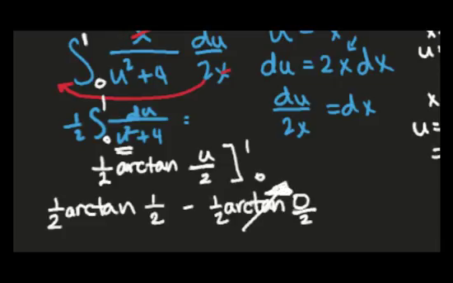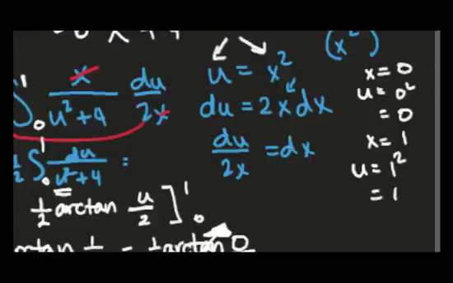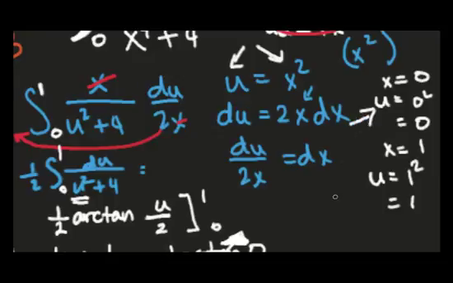You can, but once you change the bounds, like we just did, right? We did change the bounds. It's okay to leave your answer in terms of u. You don't have to do that final step of going back in terms of x, because you've now changed the bounds in terms of u.